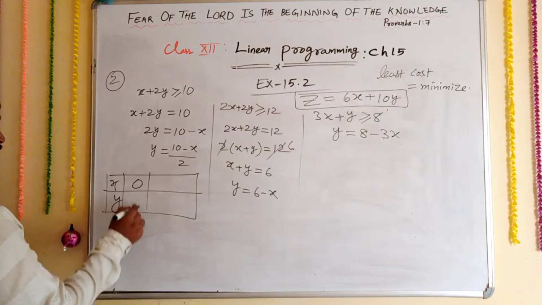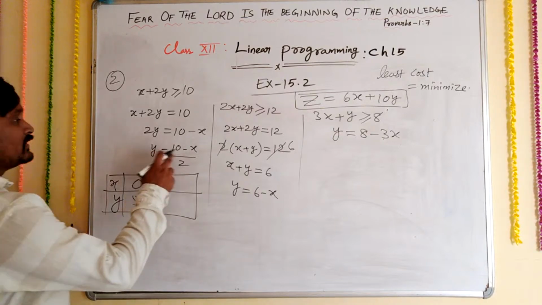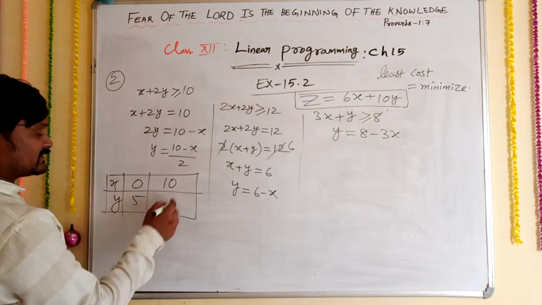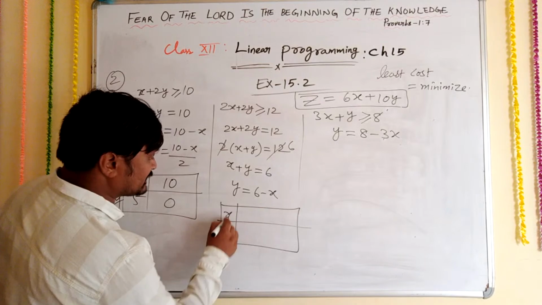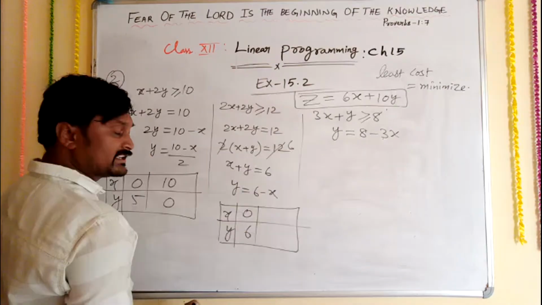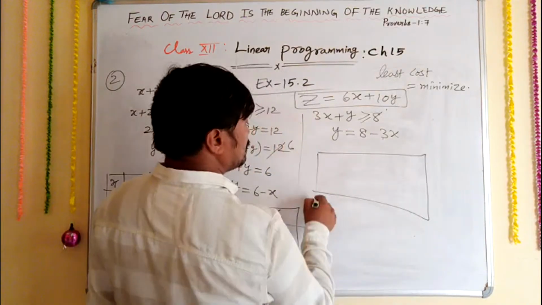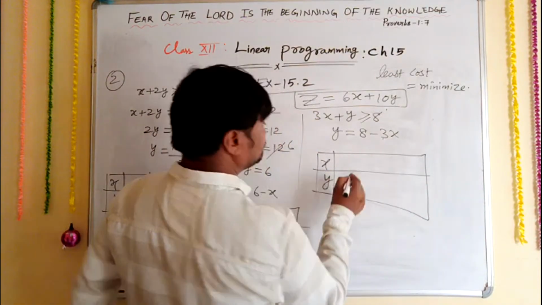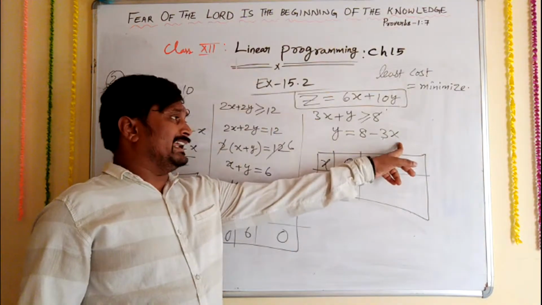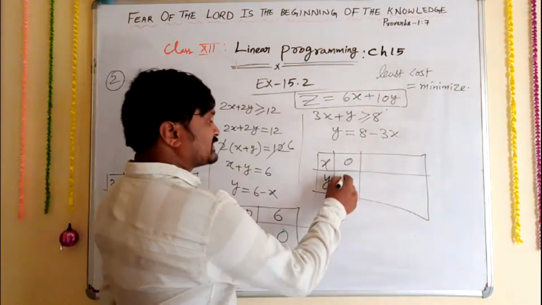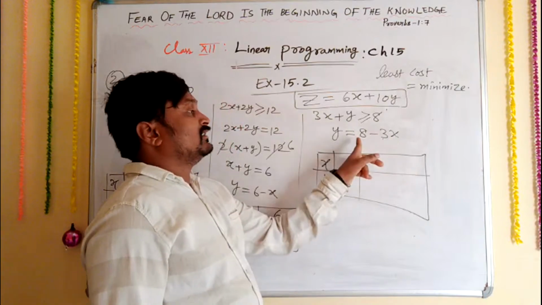I'm writing directly, you just observe this. In the first equation, if X is 0, Y is 5. Next, take X as 10, 10 minus 10 becomes 0. Same method here: if X is 6, Y becomes 0. And now for the third, X is 0 first, so Y becomes 8. But here I want this as 0.